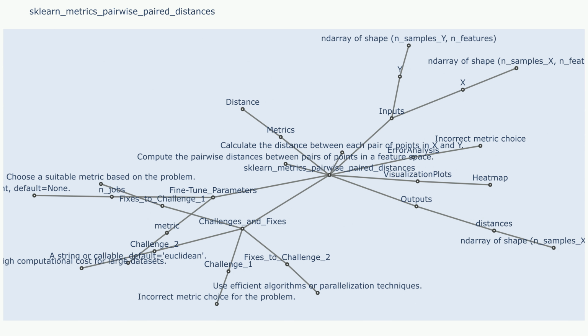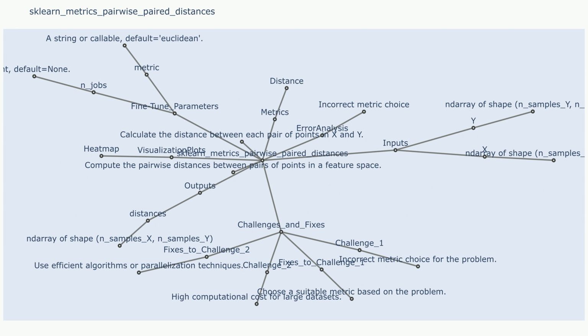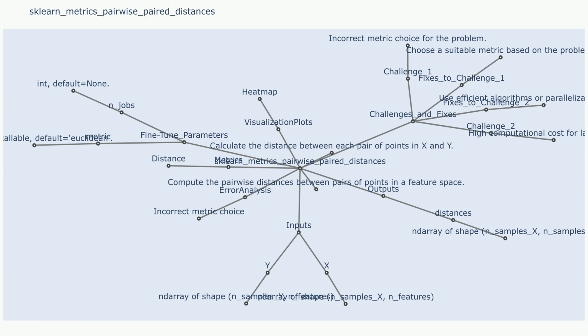Challenge 1: handling missing values. Sample use case that resulted in challenge 1: if either X or Y has missing values, the calculation might fail or produce inaccurate results. Fixes to challenge 1. Impute missing values using methods like mean imputation, median imputation, or more sophisticated techniques like KNN imputation. Use a distance metric that can handle missing values, such as the Hamming distance.